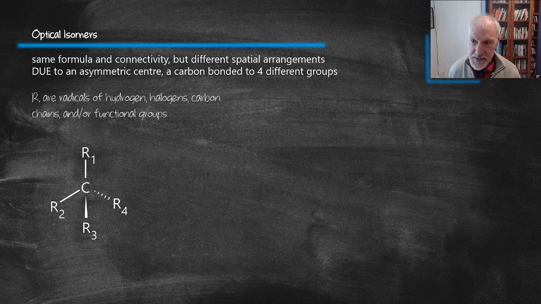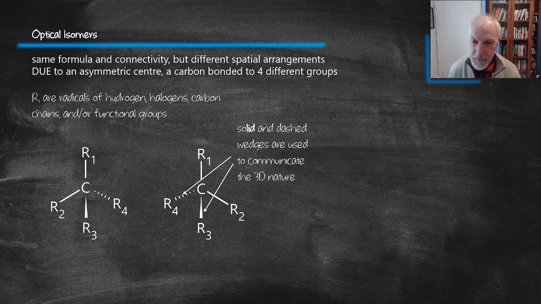R here represents different radicals. They could be hydrogen, a halogen, a carbon chain, and/or even a functional group. Here would be its isomer, its pair. These two do not share the same 3-dimensional arrangement. They're not superimposable. They don't fit one upon the other.